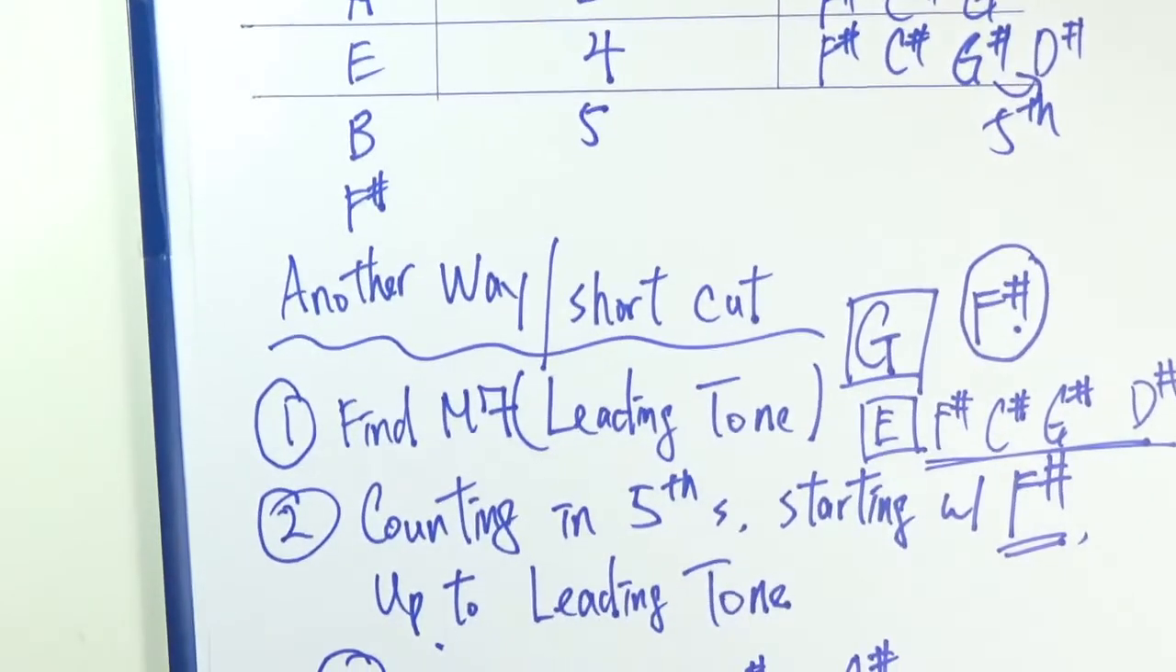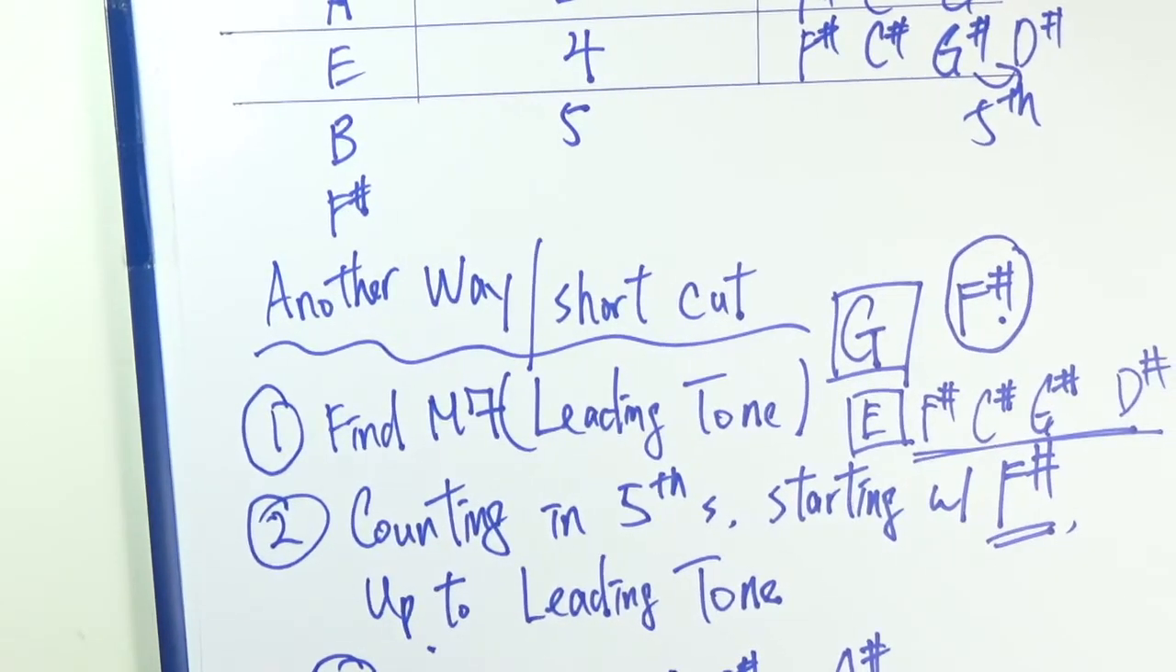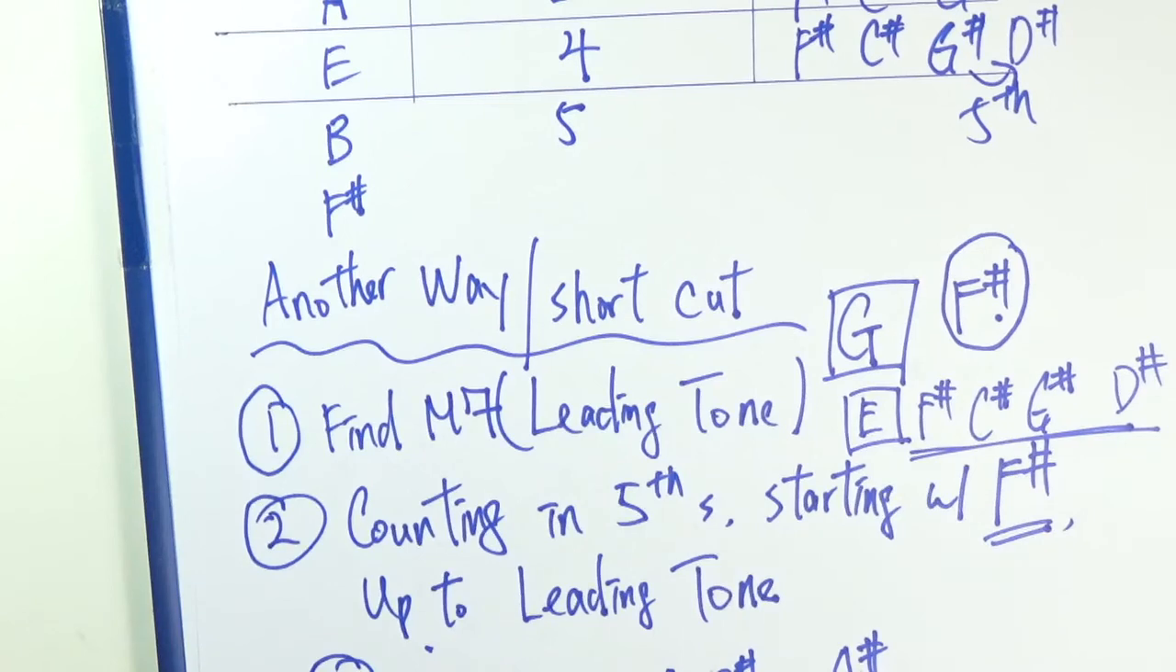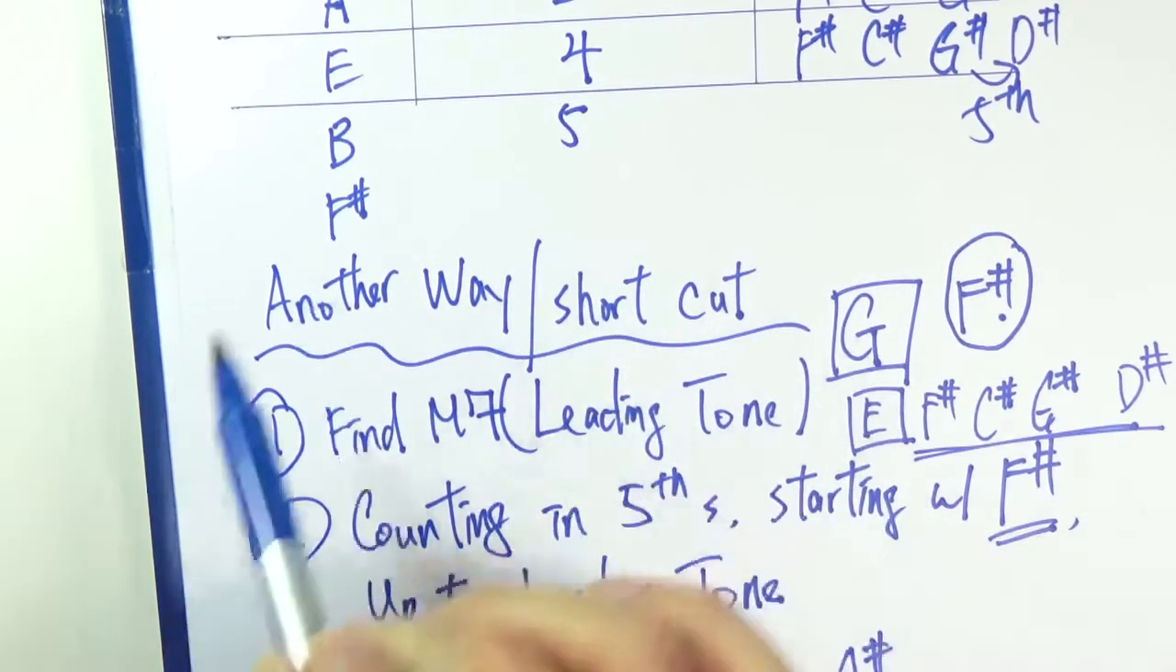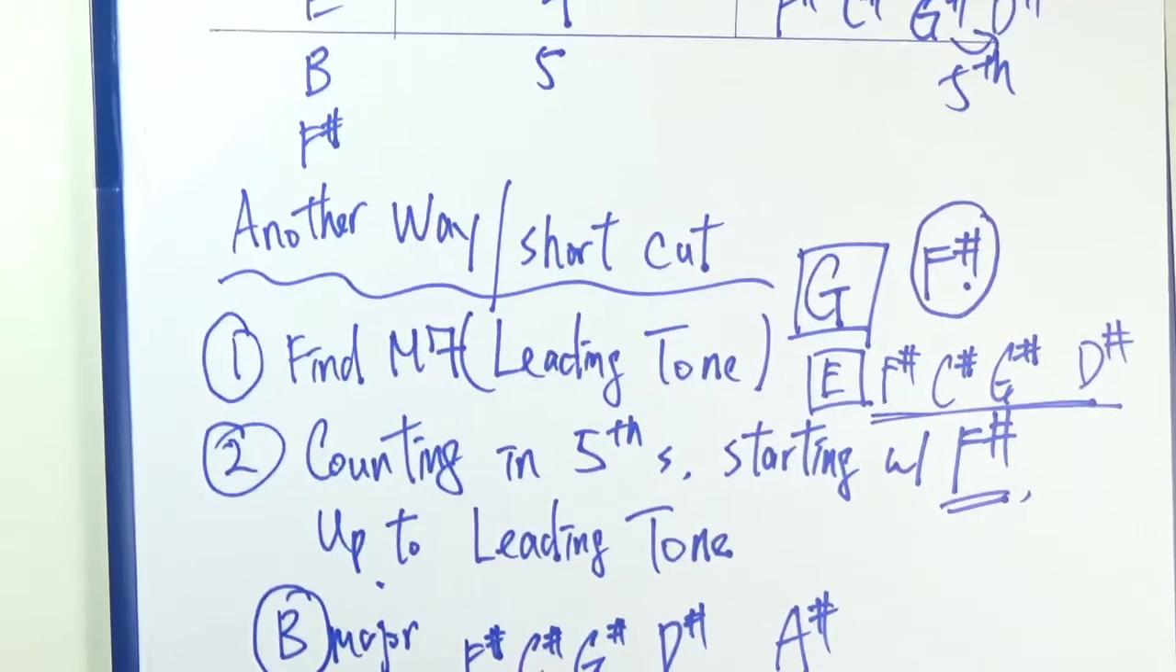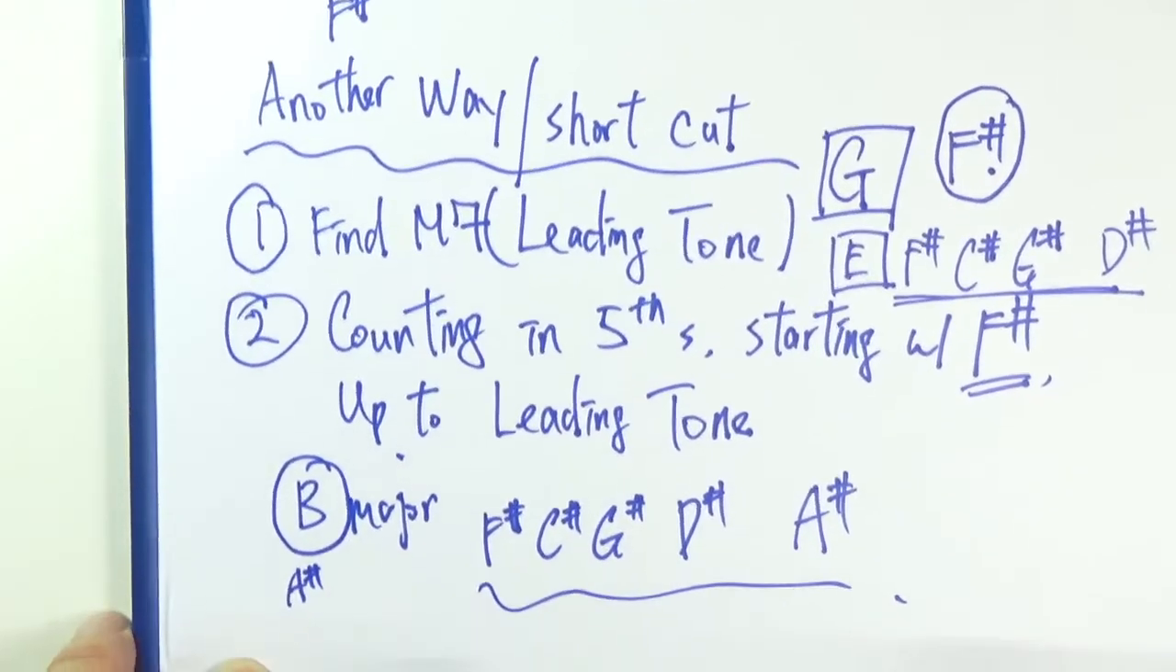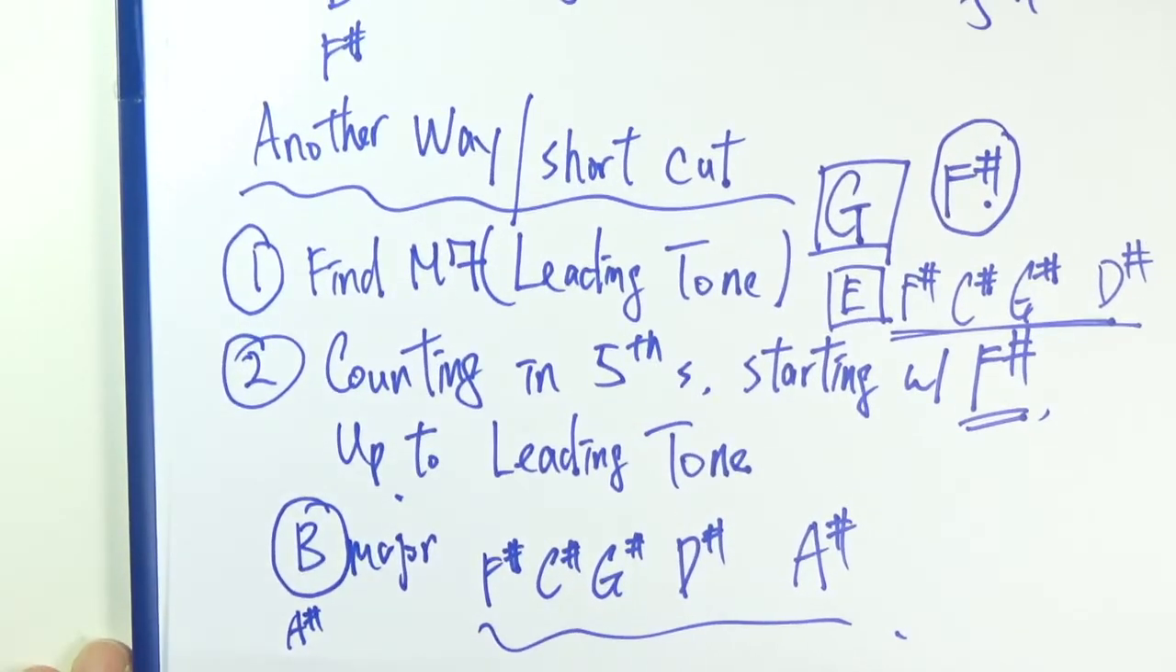So that's it. That's some properties for sharp keys. All right, so hopefully it makes sense, and the method here should help you find the sharps relatively easily and more quickly. Okay, so that's it.